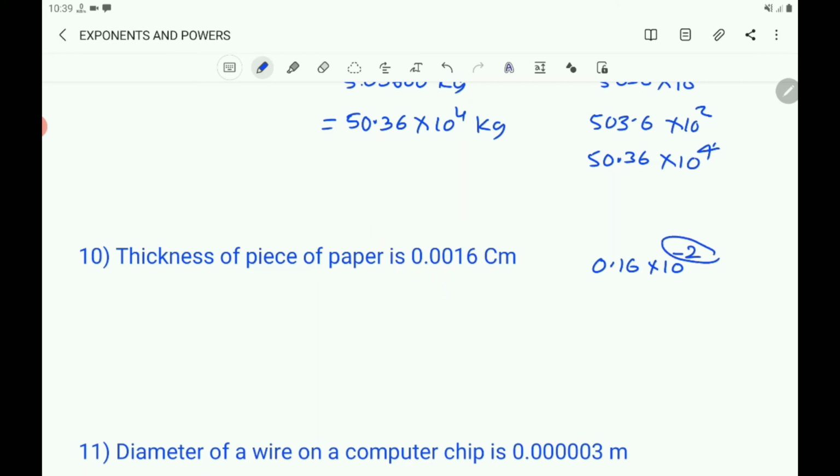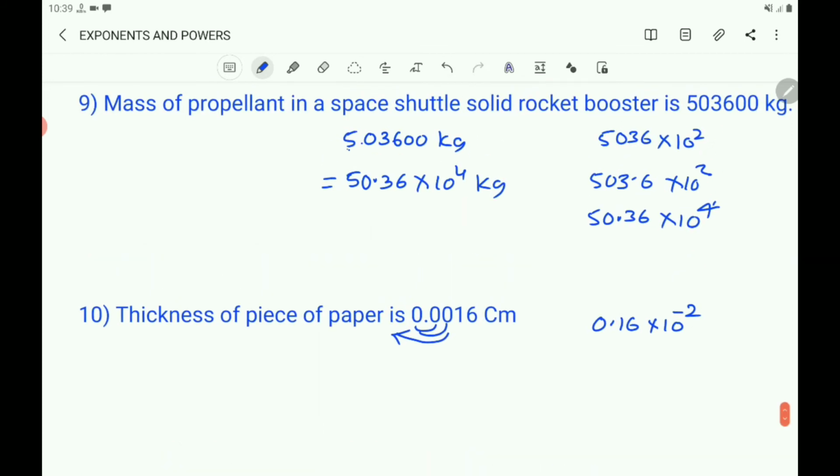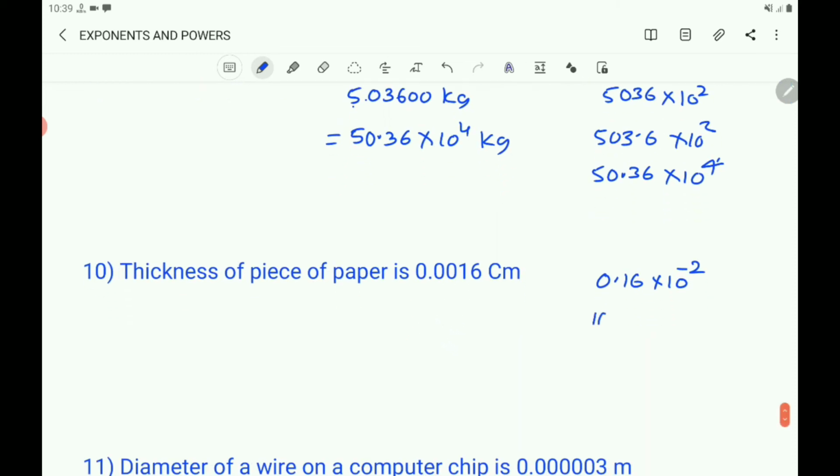You will get the negative exponent here. But in the above case, the point is moving from the integral part to the decimal part, so we have the positive exponent. Here it is in the opposite direction, so we have to take the negative exponent. Or otherwise you can take 16 into 10 power minus 4. Here 1, 2, 3, 4 digits are moved, then it becomes 16 into 10 to the power of minus 4.